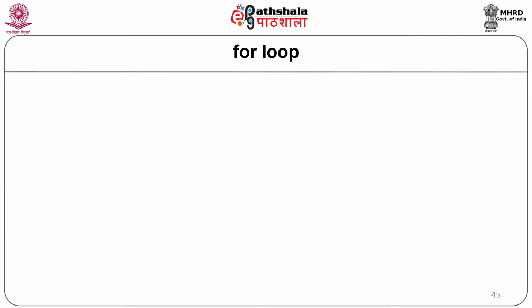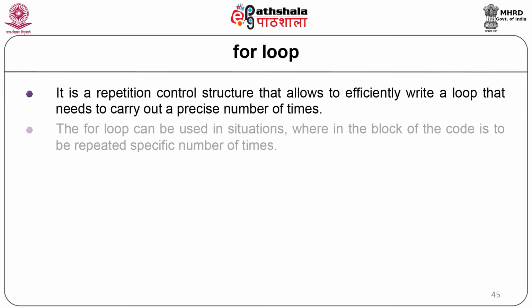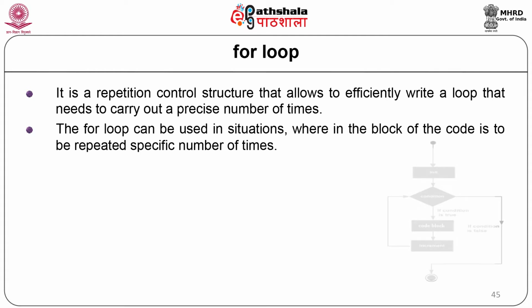The next is the for loop. It is a repetition control structure that allows you to efficiently write a loop that needs to execute a precise number of times. The for loop can be used in situations wherein a block of code is to be repeated a specific number of times.